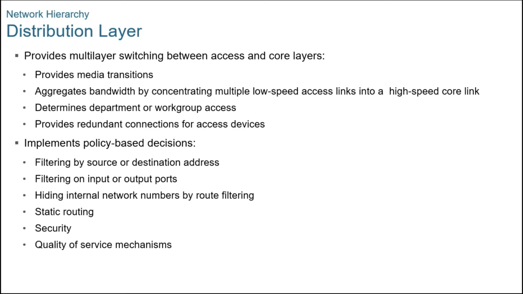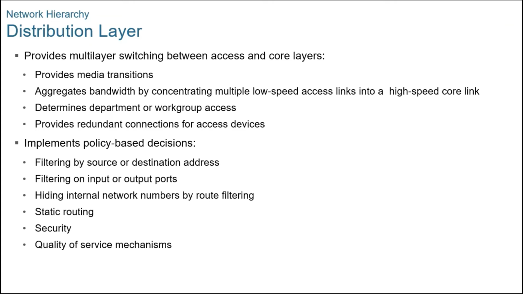So following are the characteristics of the distribution layer. Distribution layer devices control access to resources that are available at the core layer and must therefore use bandwidth efficiently. In a campus environment, the distribution layer aggregates wiring closet or telecommunication closet bandwidth by concentrating multiple low-speed access links into a high-speed core link and using switches to segment workgroups and isolate network problems to prevent them from affecting the core layer.